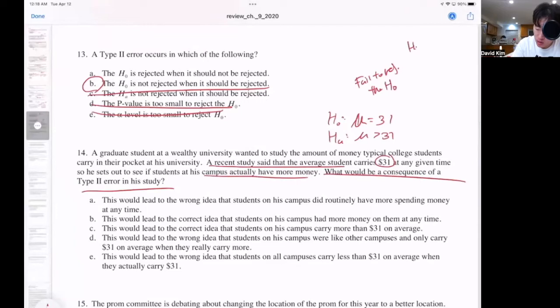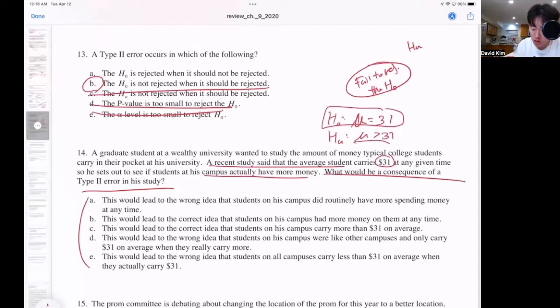But then the alternative hypothesis is actually true. So if you actually fail to reject the null, it means that you believe there's enough evidence to believe that the student does not carry more than $31. It's going to be equal to or even less than that. So this will lead to a wrong idea that the student on his campus did routinely.